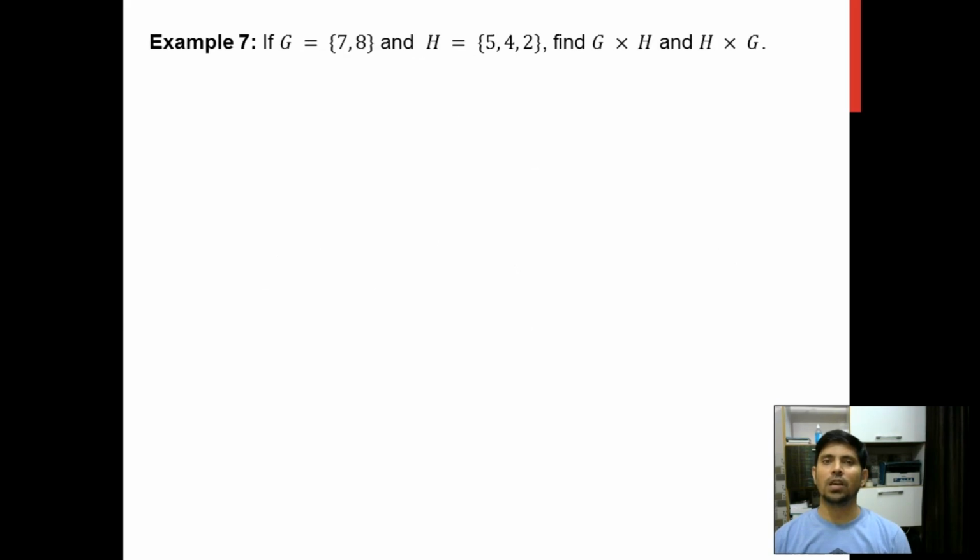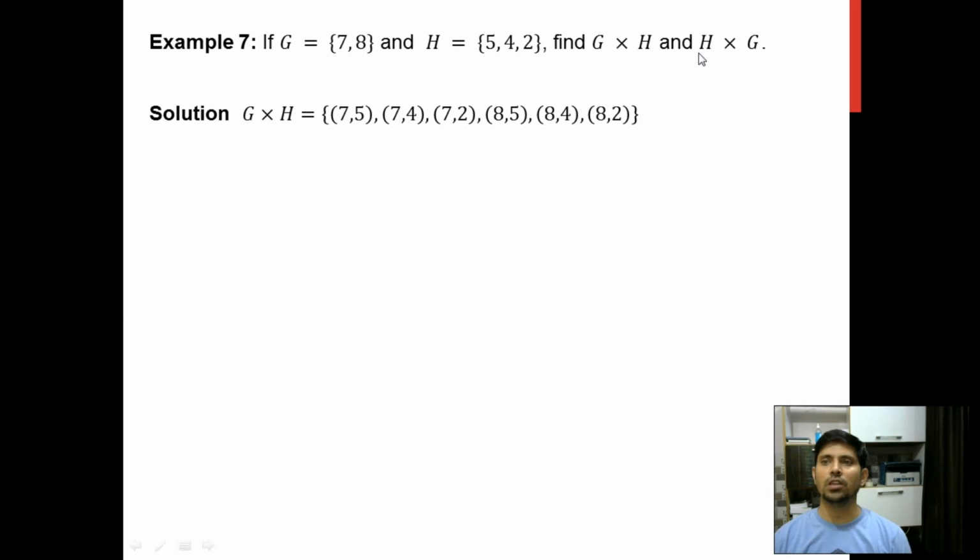Now the next question, 7. The set G is given, H is given, we have to find the value of G cross H and H cross G. So G cross H we have to find out. It means firstly we have to write the elements of first set G and then we have to write the elements of H. It means (7, 5), (7, 4), (7, 2), (8, 5), (8, 4), (8, 2). So like this, G cross H equals these elements.